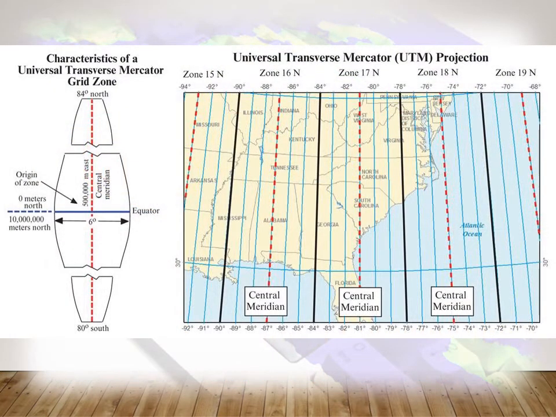Okay, this is a closer view of these UTM projection zones. As you see, each projection zone, or just, we can use zone, has a central meridian. And we'll talk in a minute what we mean by that in terms of false eastings and false northings.